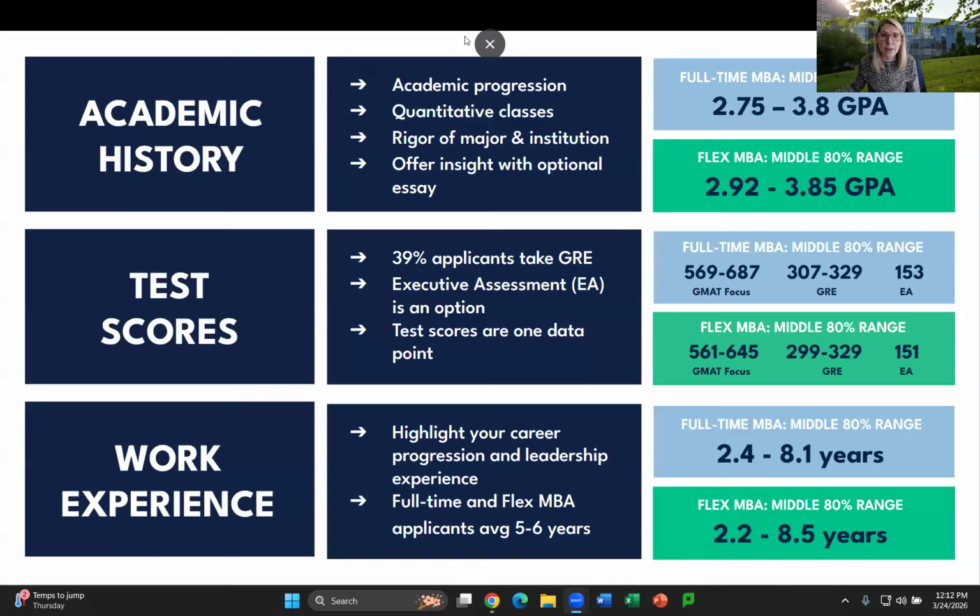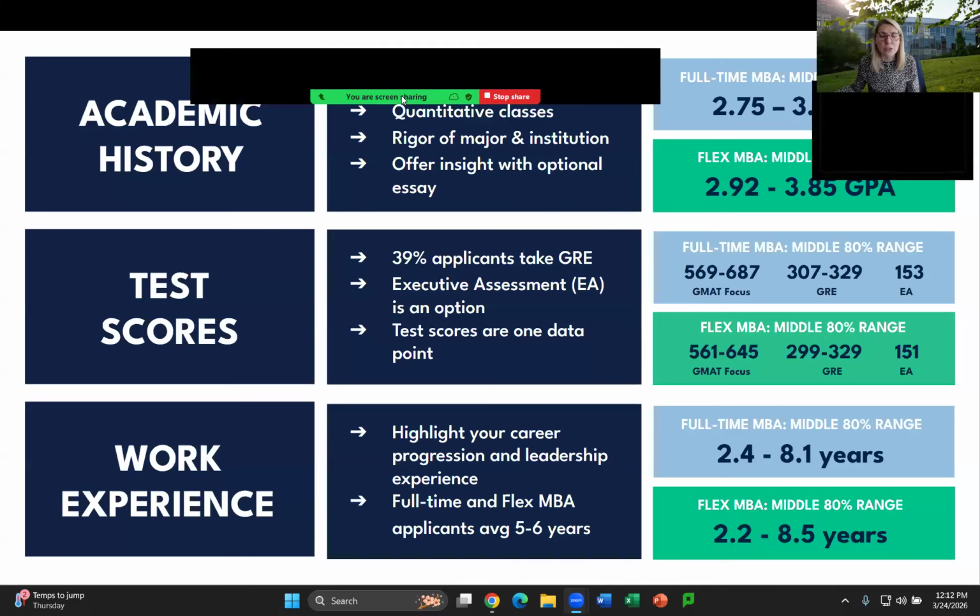And then while we're on the topic of work experience, just to talk about the quality of work experience. With quality, we look at the progression of your career, your leadership experience. We will look at how you have not only progressed from a title and salary standpoint, but also the scope of work, the projects that you've taken on, maybe the people that you've managed, committees you've been on. And I already mentioned the average is typically between 5 to 6 years.